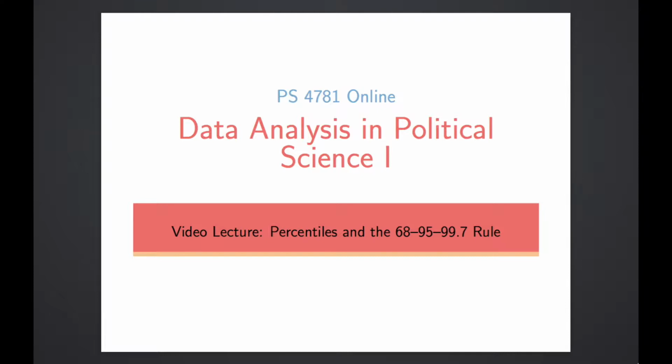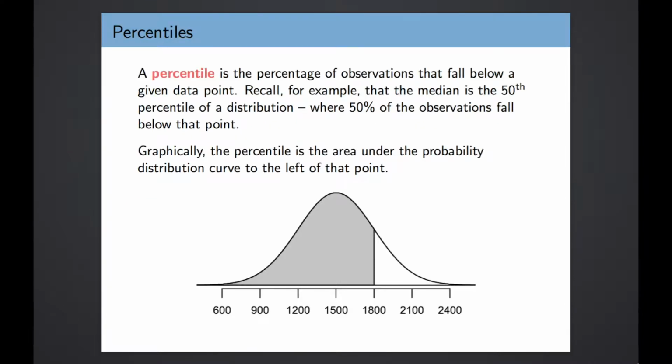Hello and welcome. In this lecture, we're going to discuss how to find percentiles in a normal distribution using z-scores, as well as a helpful rule called the 68, 95, 99.7 rule about percentiles and standard deviations in a normal distribution. So what is a percentile?